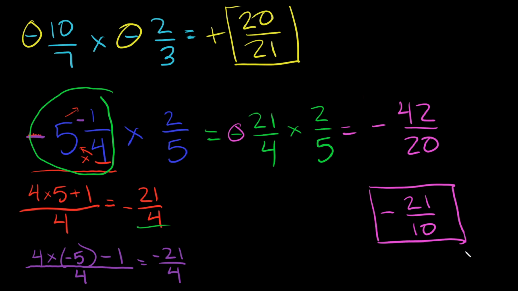All right, guys, so that's how you can multiply any two fractions together, whether they're proper, improper, or a mixed number. And I broke down some positive and negative examples for you, so hopefully that made sense to you.